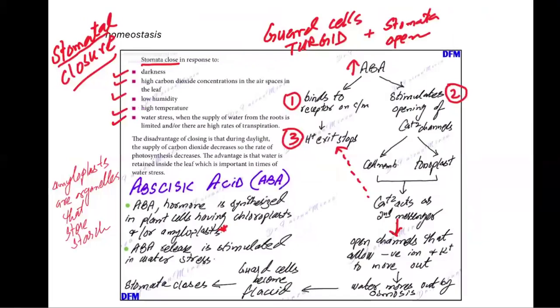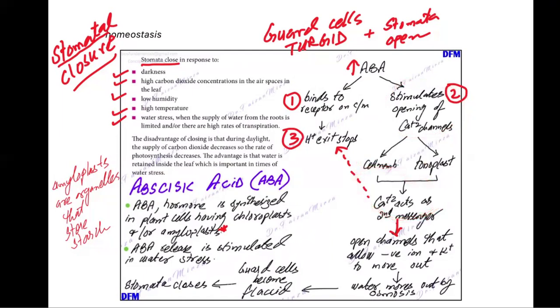The stomatal closure is guided by the hormone abscisic acid, ABA. The hormone abscisic acid binds to the receptors on the cell surface membrane of the guard cell. This prevents the H plus from going out. This also stimulates the opening of calcium channels. These calcium channels on the cell membrane and tonoplast allow calcium to enter.